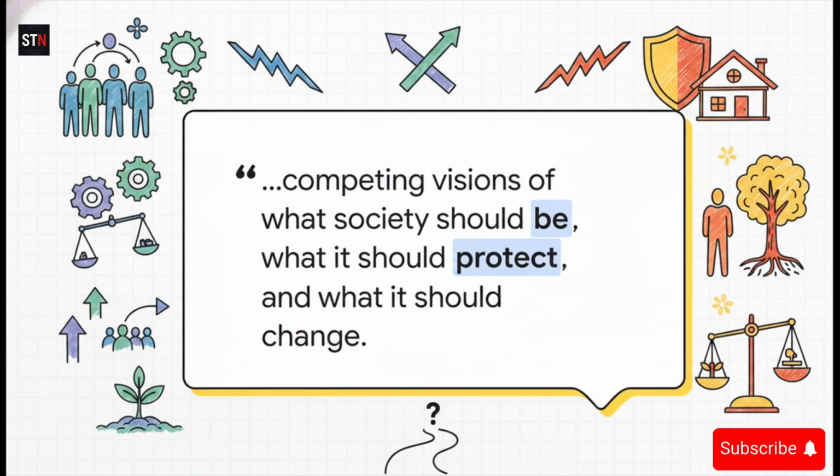Because ultimately, that's what this is really all about. Left and right aren't just teams in some kind of political sport. They represent these massive competing visions of what society should be. It's this constant, ongoing tension between protecting what we have and changing it for the better. And the question this map leaves us with is, where on that landscape do we all stand?